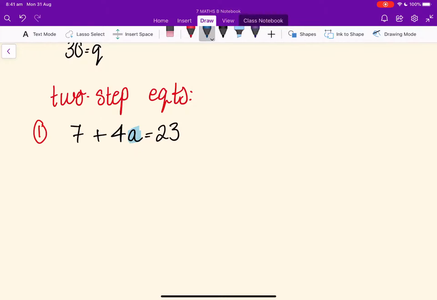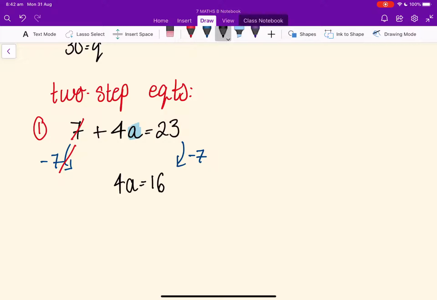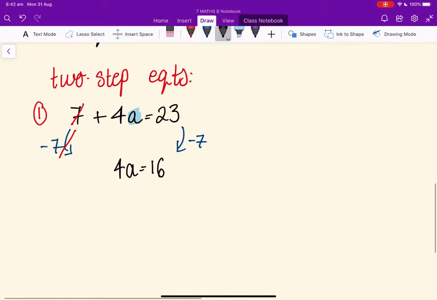And so what I'm going to do is I'm going to take away 7 from both sides, because at the moment it's actually a positive, okay? So I'm going to take 7 away. Minus 7. Minus 7, okay? This allows me to cross it off here. What I'm left with is 4a. 23 minus 7 gives me 16. Okay, that was one step. Now it's going to take one more step to get that a by itself.